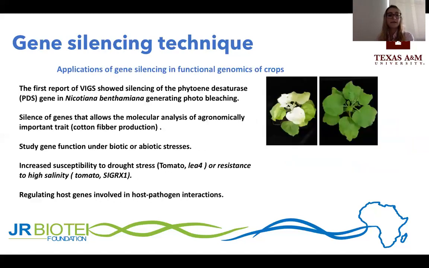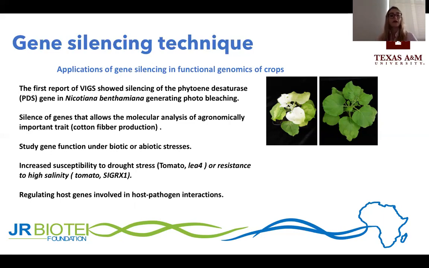Here are some applications of gene silencing in functional genomics of crops. So the first report of VIGS was in Nicotiana benthamiana with the silencing of a gene called PDS. The silencing of PDS generates a photobleaching phenotype, as you can see here in the picture. And now this is a common positive control when we are conducting VIGS.